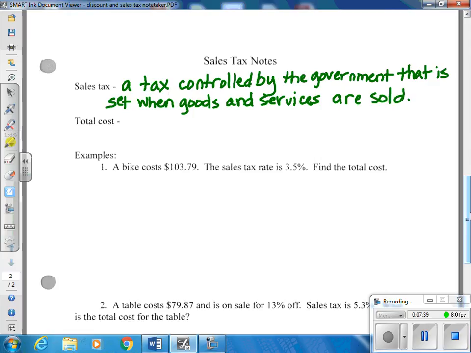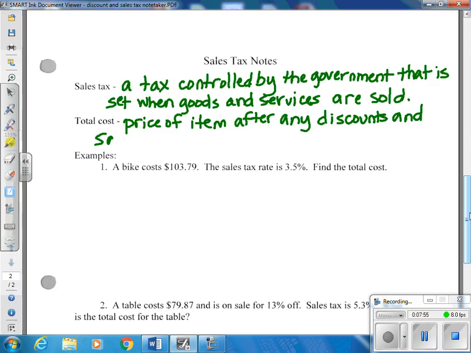Okay, and the total cost is the price of the item after any discounts and sales tax have been figured in. So that total cost is what you have to pay in order to leave the store with that item or to receive that service, right?